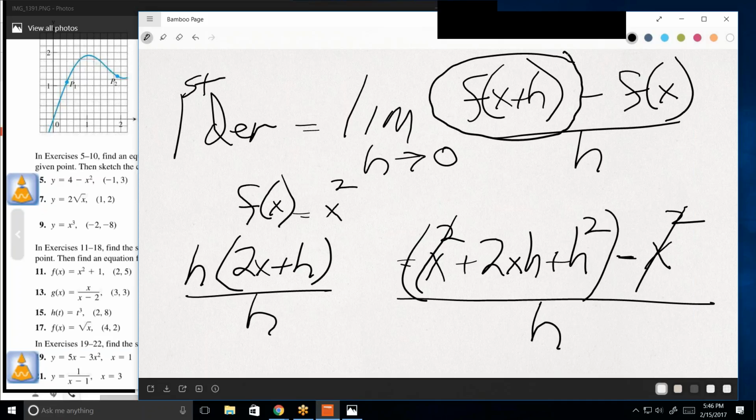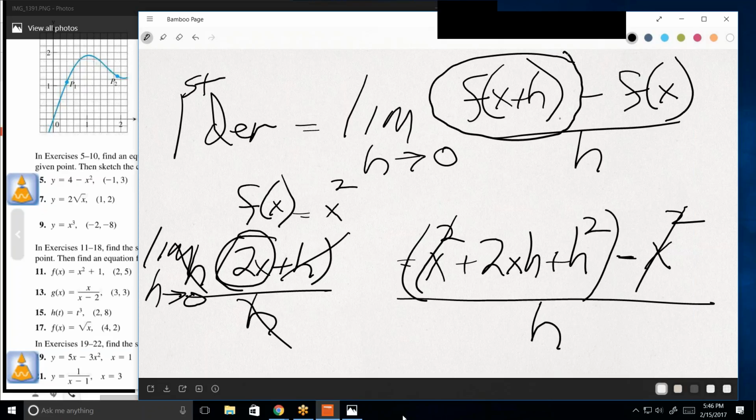Just like the reason they spent 2 weeks on limits is to show you that this is the way you can solve these problems that start out 0 over 0. Well, notice the h's cancel. And now, what's the limit of that thing as h goes to 0? So it would be 2x. Yeah, the h disappears, and we're left with the 2x.